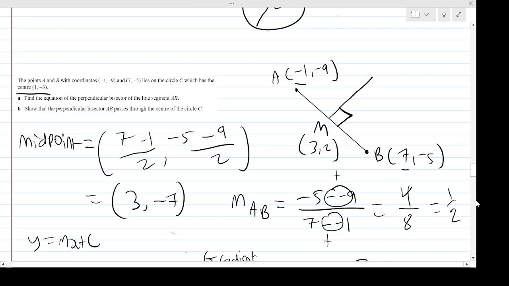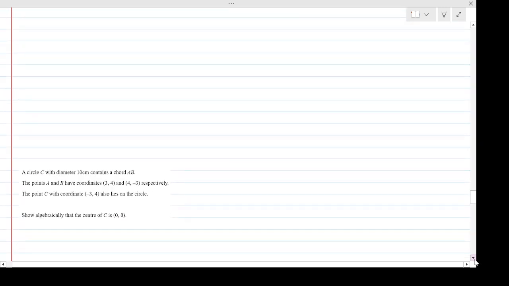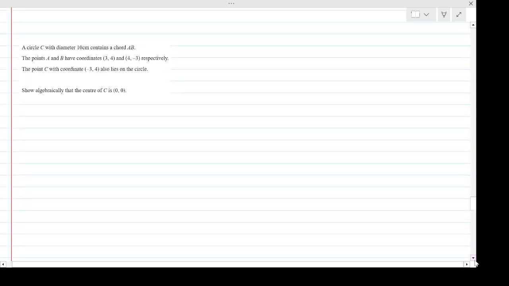But okay, that aside, hopefully that starts to make sense now with what we're doing, with the whole idea of perpendicular bisectors being through the middle, computing the midpoint, and finding the gradients because it's perpendicular, and so on. Okay. Cool. I want to finish off with this final question, which is a bit of a challenge question. But let's have a look.